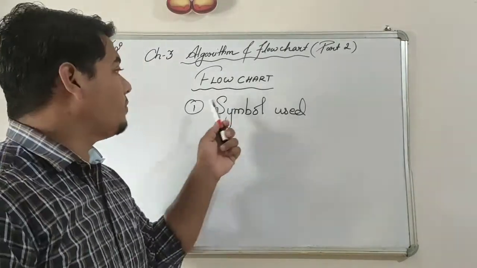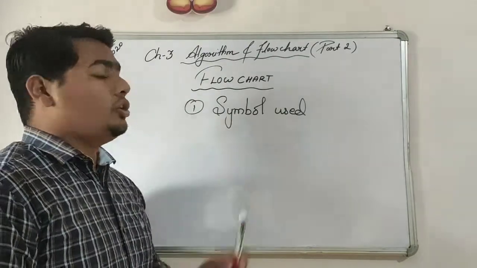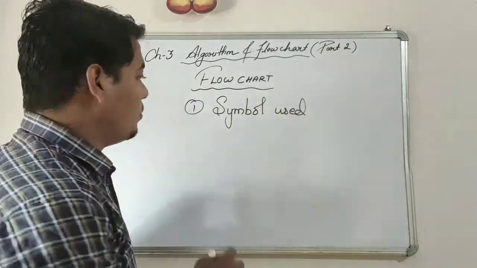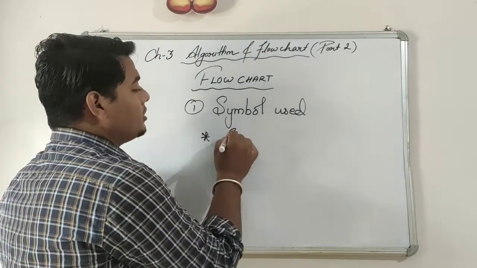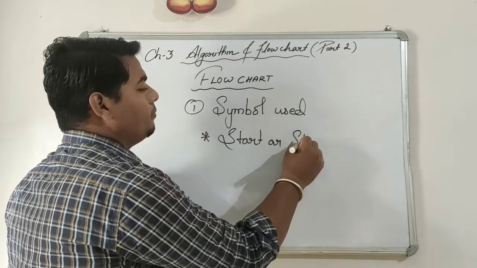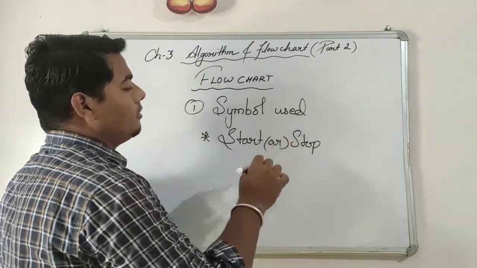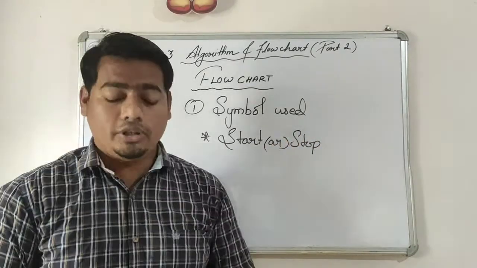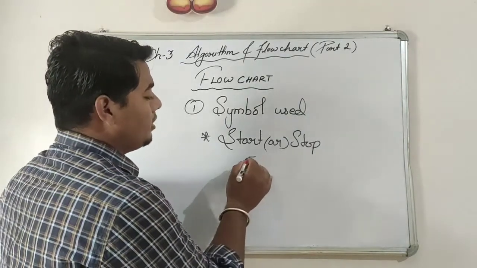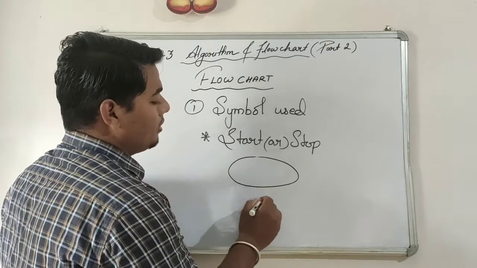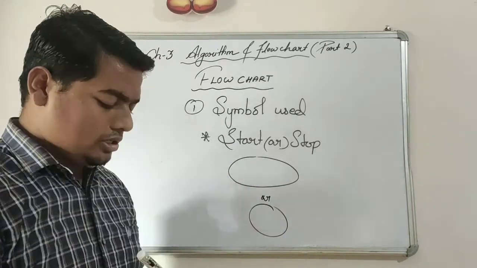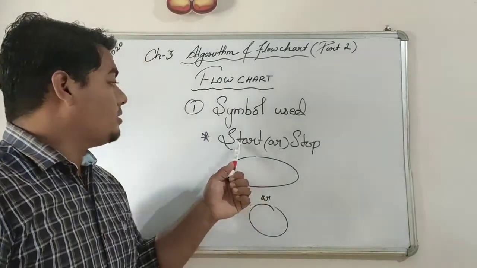In flowchart, first of all, we read about the symbols used. What are the symbols used in a flowchart? The first symbol is start or stop. Both we use in a flowchart. First of all, we will learn about these symbols. In this, we use oval-shaped symbols, circle or oval, for start or stop.